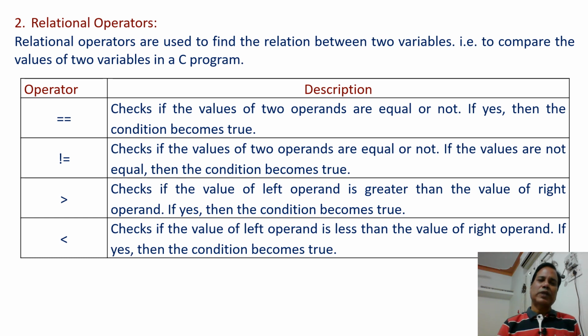So the double equal sign checks whether two operands are equal. The not equal sign checks whether two operands are not equal. The greater than sign checks whether the left side operand is greater than the right side operand, and the less than sign is used to check whether the left side operand is less than the right side operand.